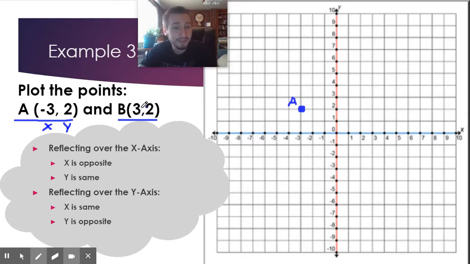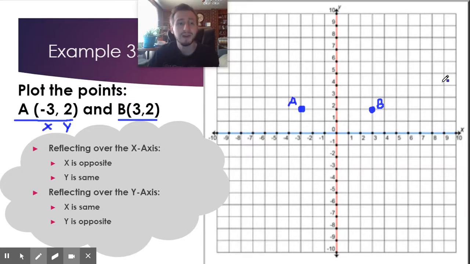And then let's try B. B says positive 3, positive 2. So start in our origin, move 3 spaces to the right because that's where my positives are. 1, 2, 3. And then I move 2 spaces up. 1, 2. So this would be the ordered pair 3, 2, which is B. What do you notice about these two? Hopefully you see if I were to take my coordinate plane and fold it in half, they're the exact reflection of one another. Okay?